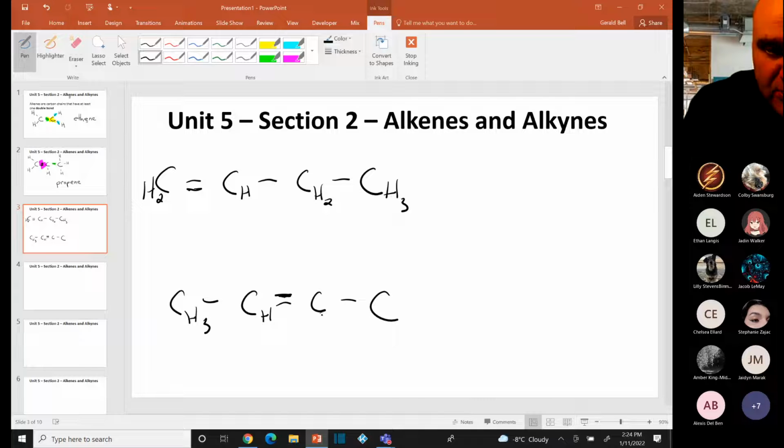These ones in the middle each need one, like that.